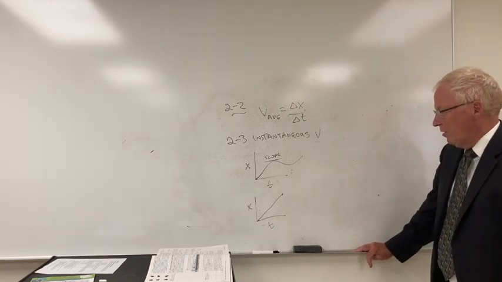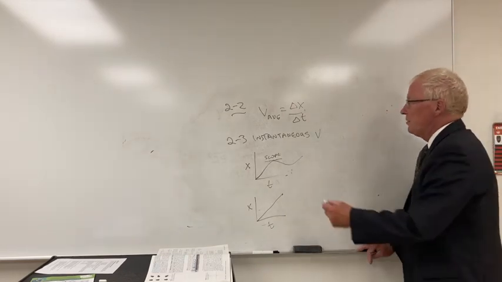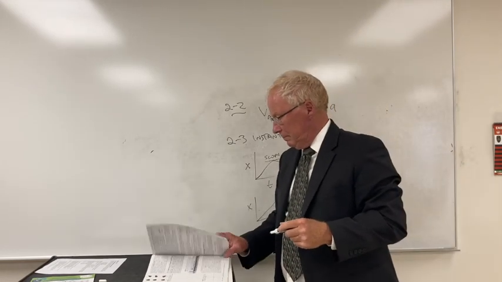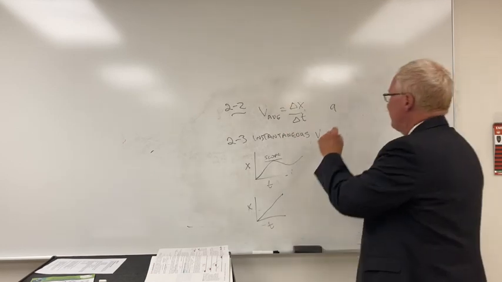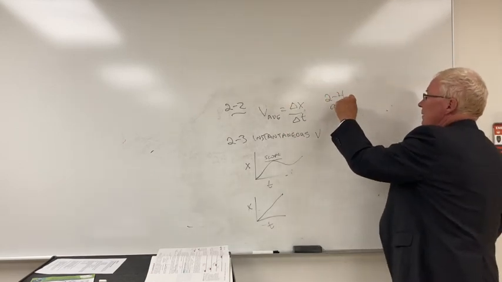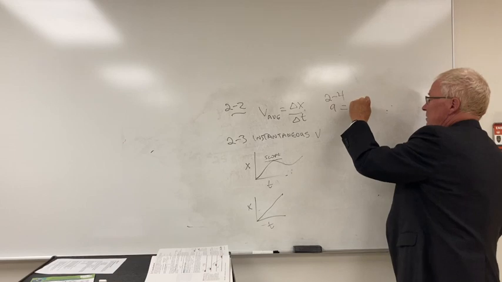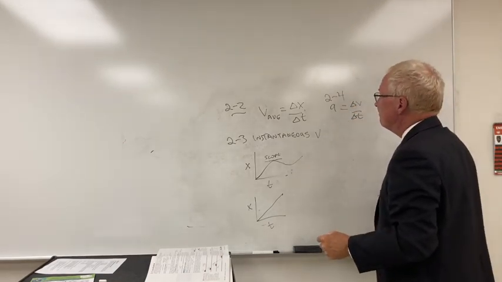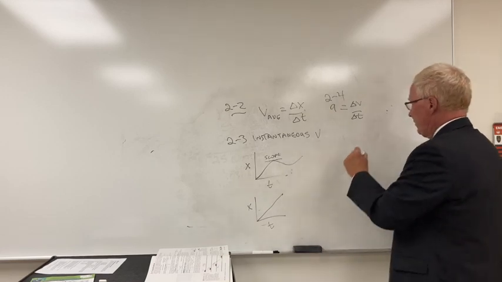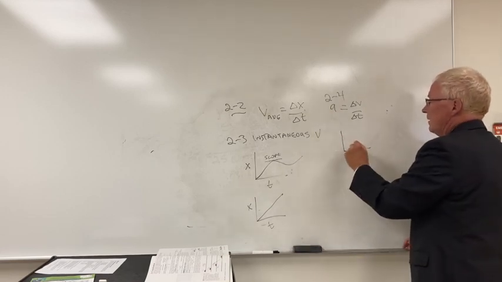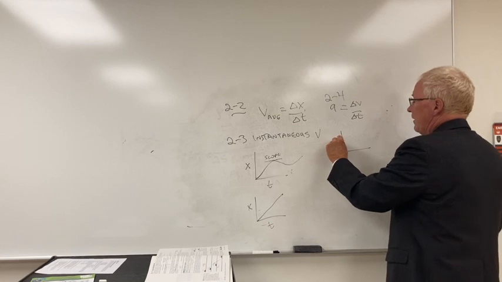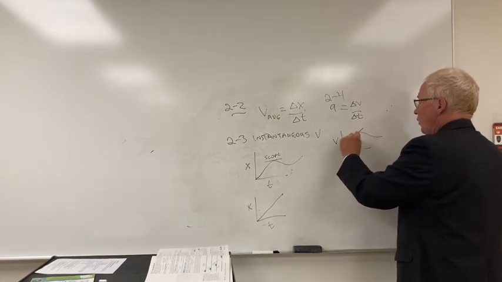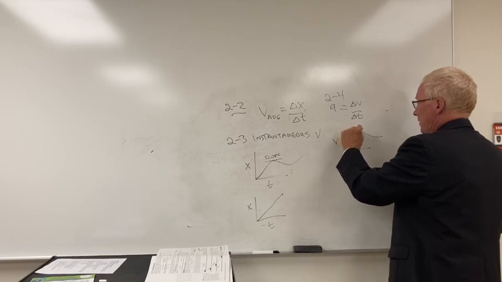While we're still on this, we might as well go into acceleration, which is section 2.4. Acceleration is the change of velocity over change of time. And you have instantaneous acceleration. So we have the slope of the velocity-time graph. The slope is the acceleration.